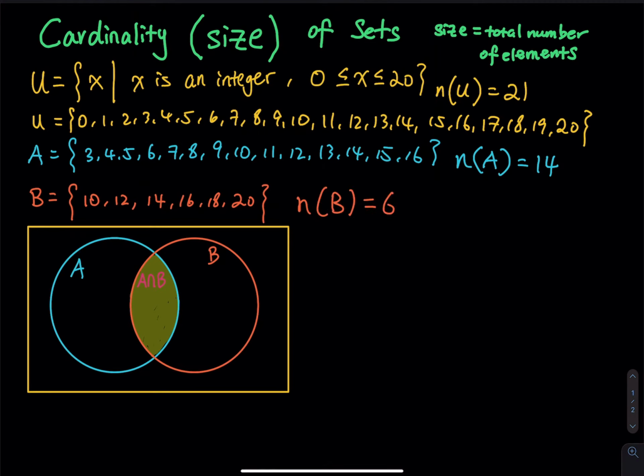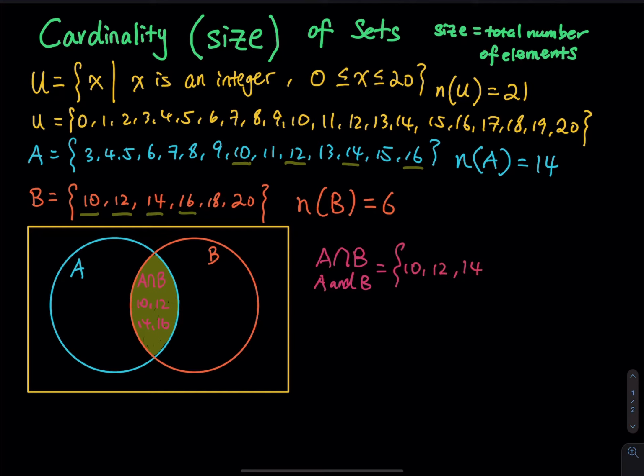Okay, let's fill out the Venn diagram. First of all, we have an intersection between A and B. So what's the intersection? You look at set A, you look at set B. Do they share any elements in common? The answer is yes. They share the 10, the 12, the 14, and the 16. So that means they go to the intersection. So we write A intersect B is equal to 10, 12, 14, and 16.